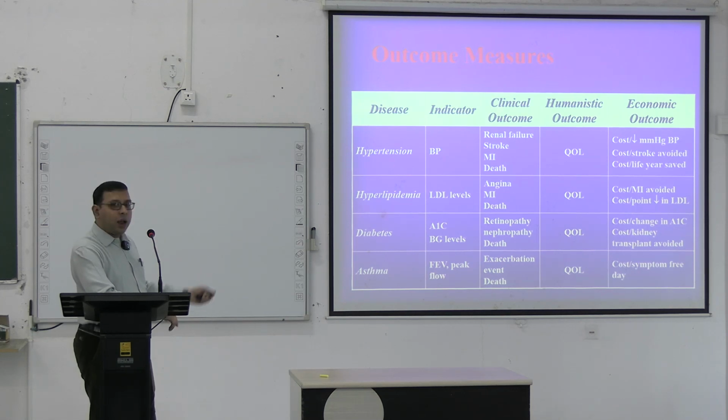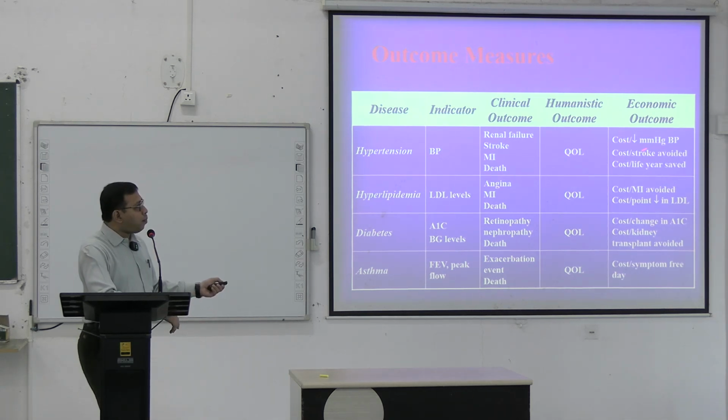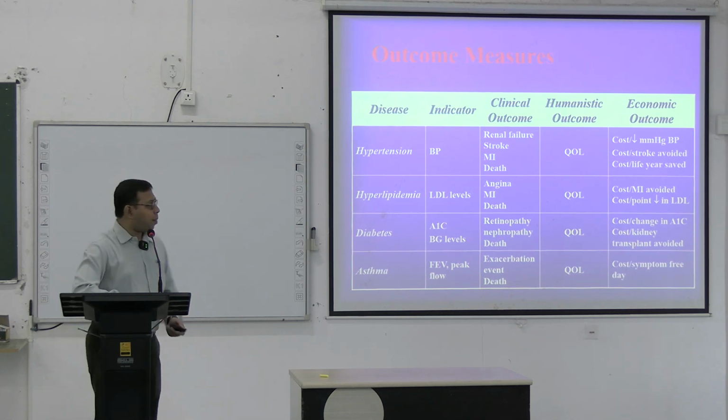Clinical outcomes is whether we can decrease the renal failure or stroke or myocardial infarction or death. Quality of life, we have to see whether we are improving or not. Economic outcomes, how we can measure whether the cost per unit millimeter of mercury decrease of blood pressure, cost per one stroke avoided, or cost per one life year saved. So these are the different economic analyses, for example.